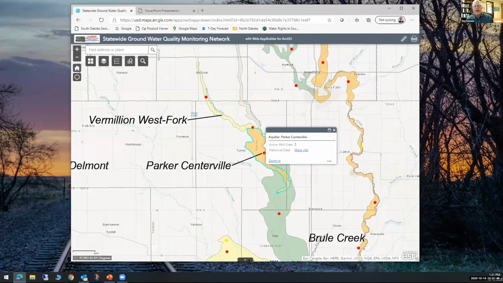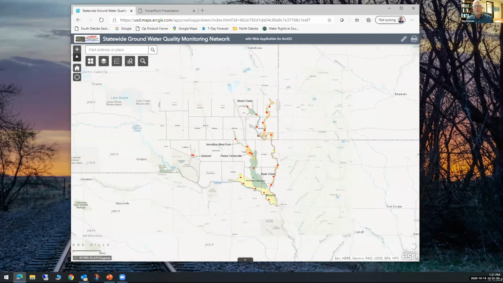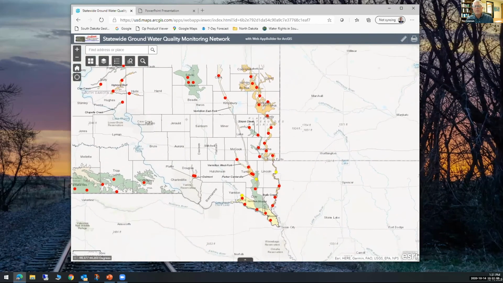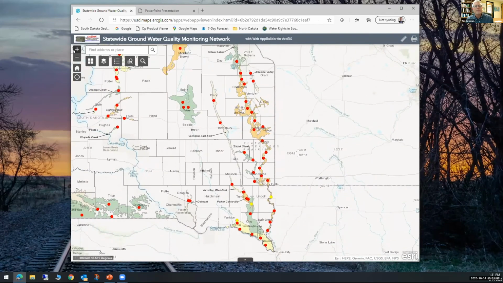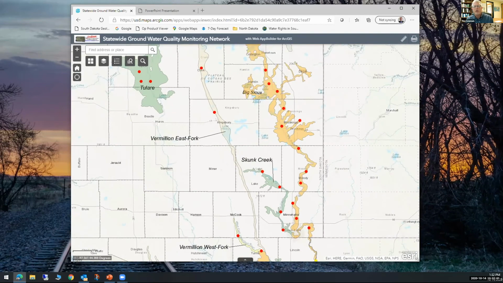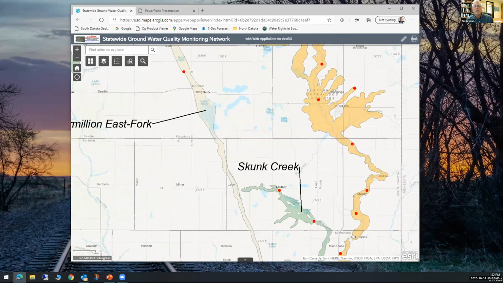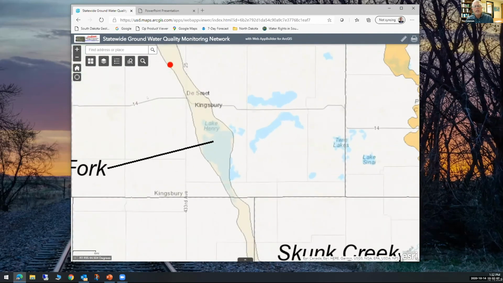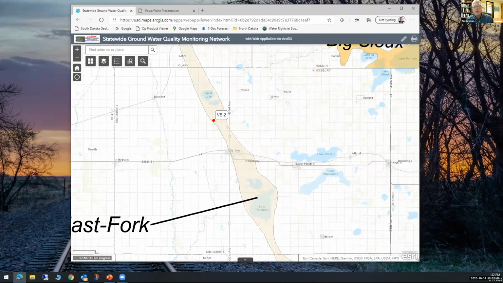So if we go back to the map now we can actually look at a site and see what that shows. So I'll just zoom out and we'll go to a different aquifer. So I'm gonna go up here into Kingsbury County, and we got that red dot there in the Vermilion East Fork Aquifer right here, which is, if I zoom in a little bit, you can see that it is site VE2 just north of De Smet.